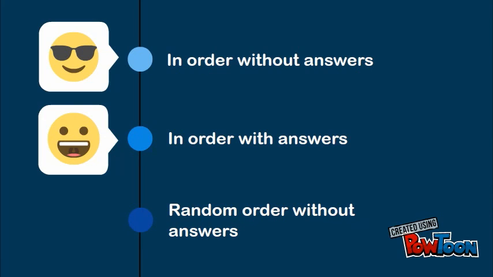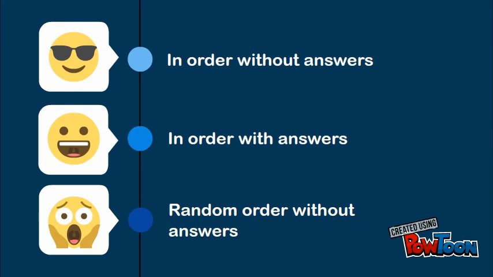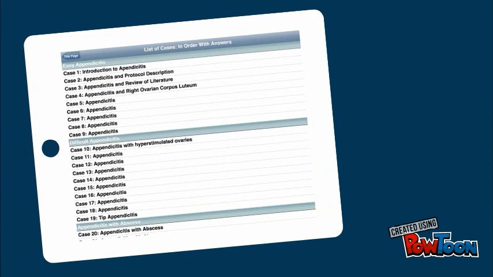The app doesn't really encourage this because the discussions build upon each other, but going in order isn't mandatory. For this demo, I'm using in order with answers. The app contains 41 unique cases organized under 8 categories.